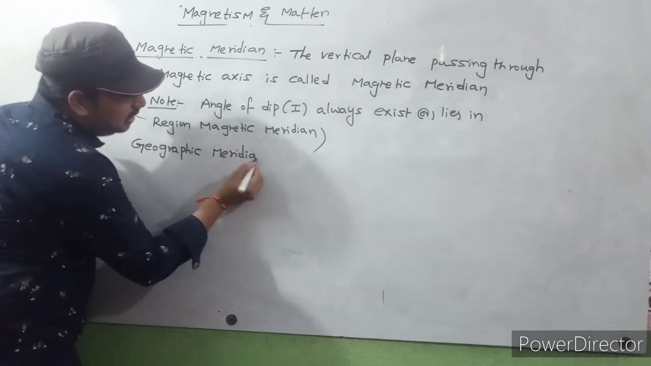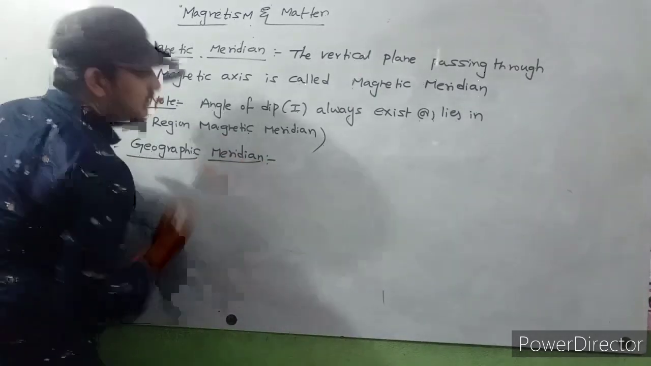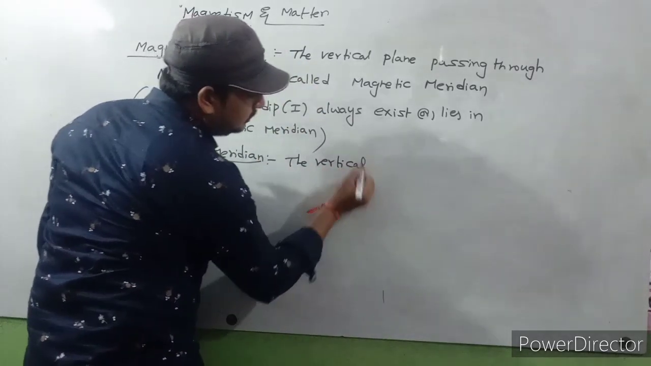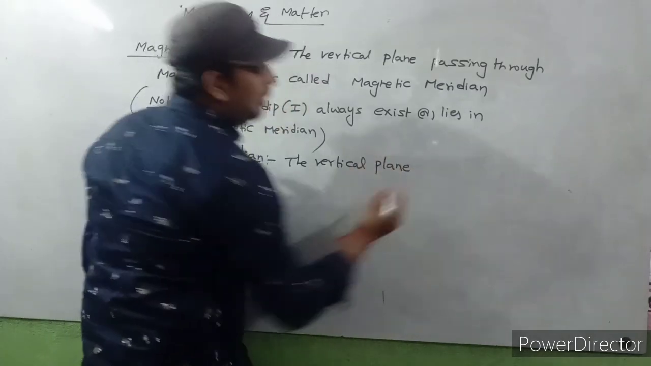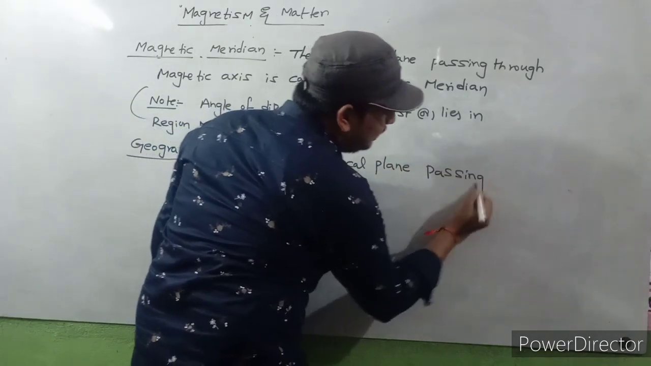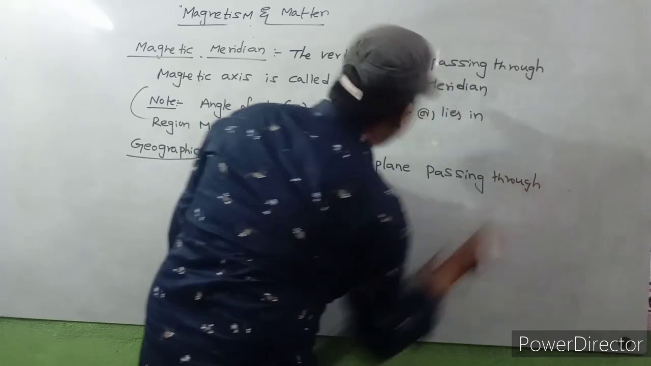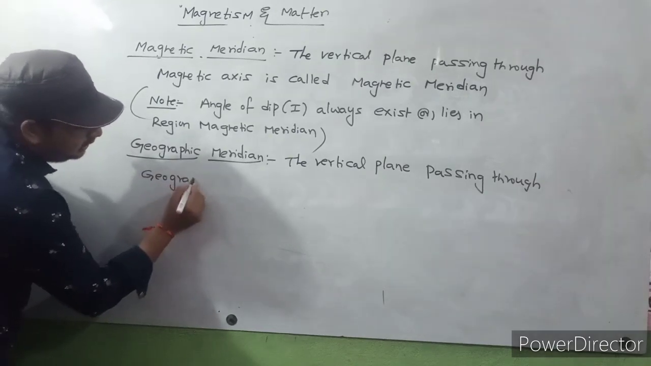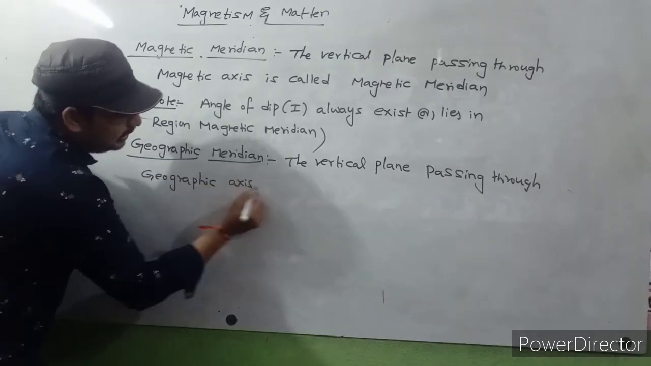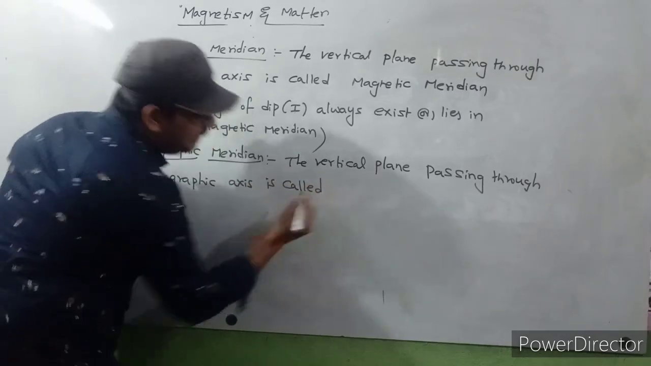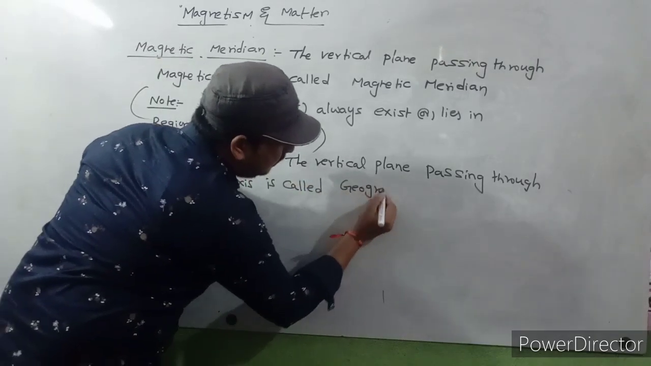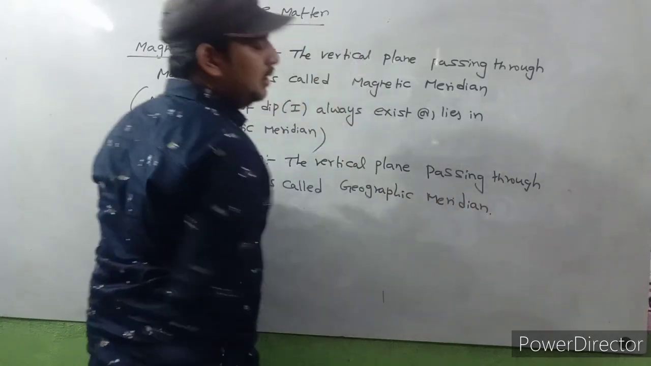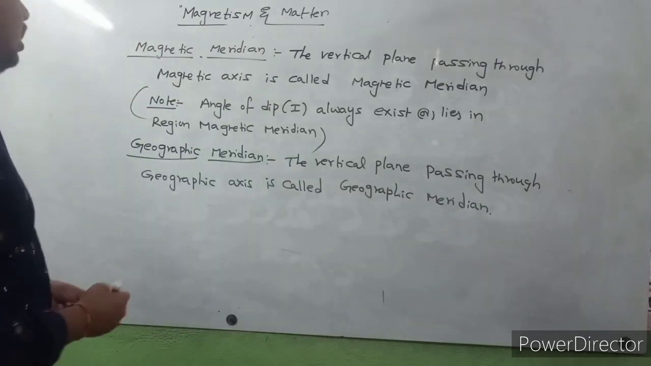Next, geographic meridian. What is meant by geographic meridian? Simple. The vertical plane passing through the geographic axis is called the geographic meridian.